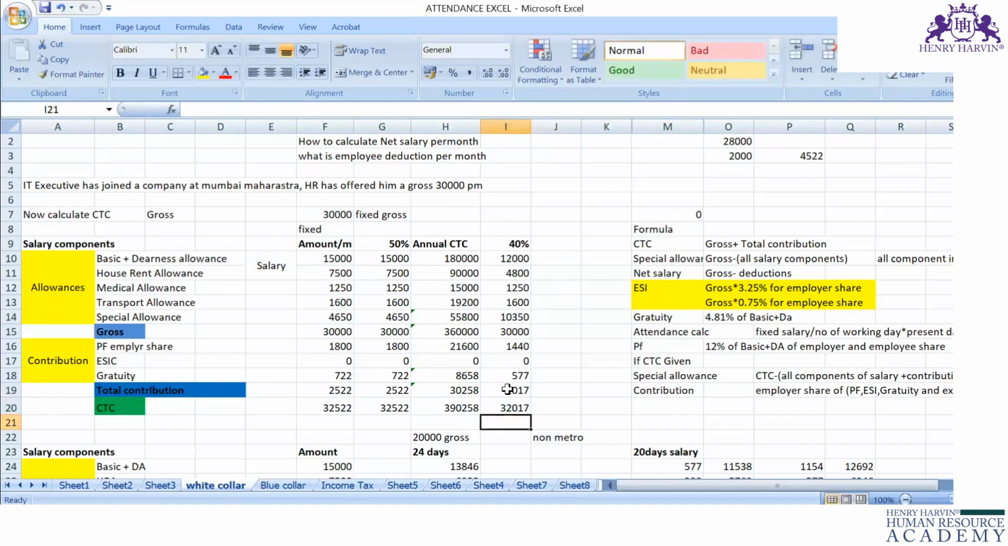Yes, you can verify their answers. CTC is 32,017 if you calculate for a non-metro city. Do you understand the concept?